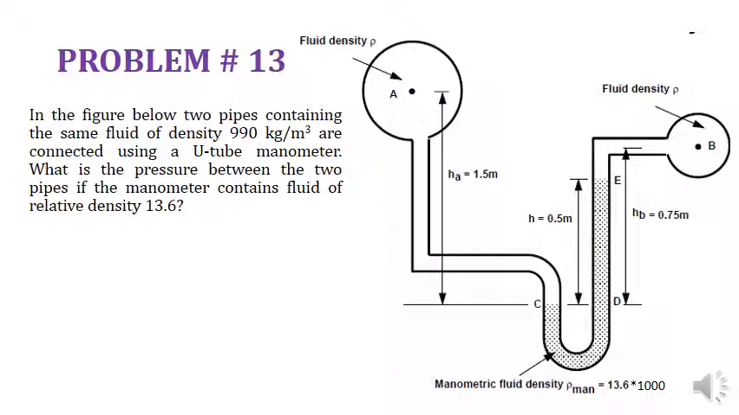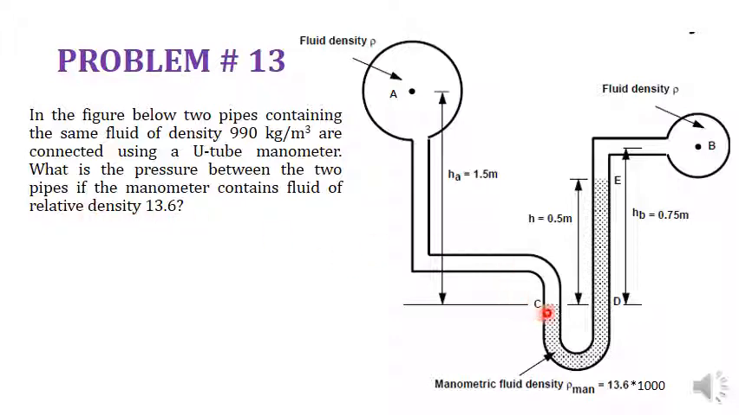The last problem is problem number 13. It is given with the help of a figure that contains two pipes having the same fluid of density 990 kg per meter cube, connected using a U-tube manometer. What is the pressure difference between the two pipes, if the manometer contains fluid of relative density 13.6?